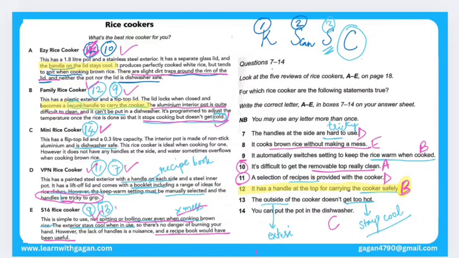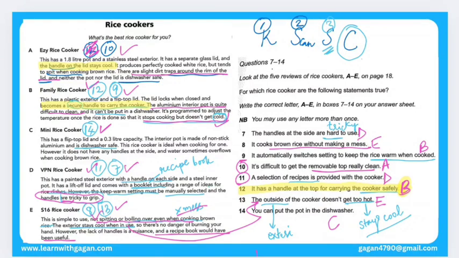Next, number 13. Exterior stays cool when in use. Now it's clearly paraphrased here. This one, the outside of the cooker doesn't get too hot. I explained how it's paraphrased. So 13 is a clear match for E.